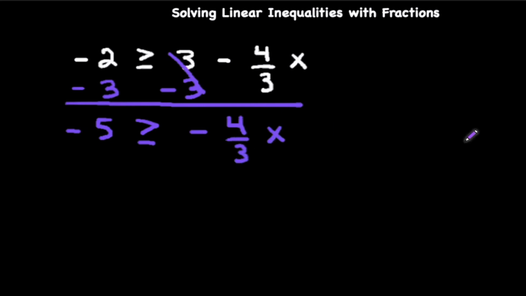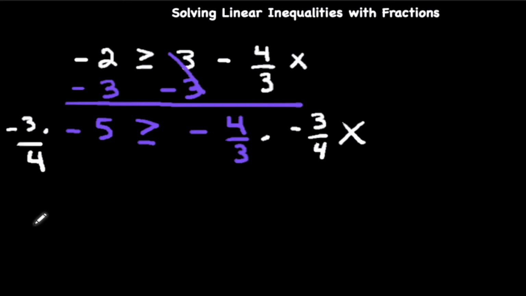So we still need to isolate this x. So we're going to do that by multiplying by the reciprocal of negative 4/3. So we're going to do that on both sides. So let me just move the x out of the way so we can do that. So times negative 3/4 on both sides. Okay, so let's replace the x back here. Okay, so now as you can see, we can cancel out negative 4/3 times negative 3/4, right?